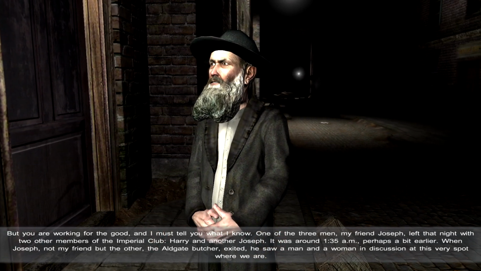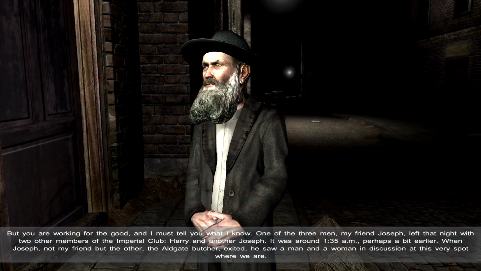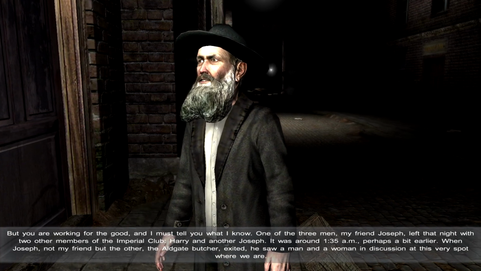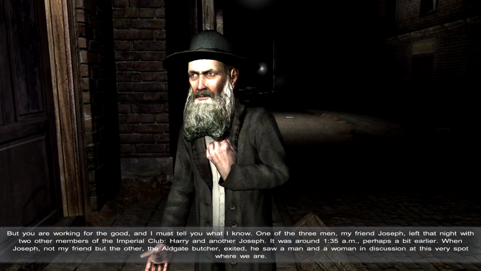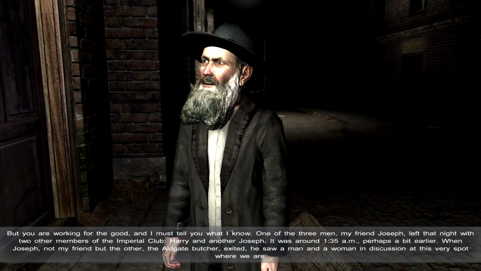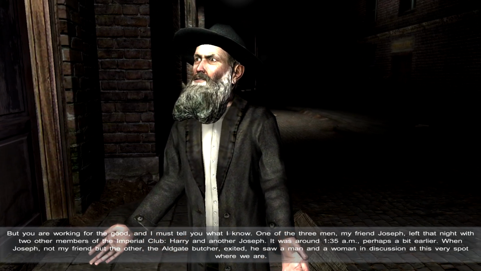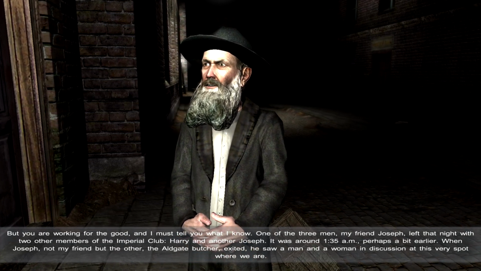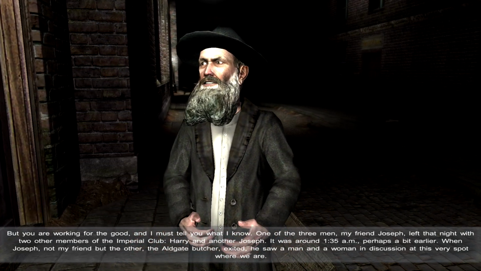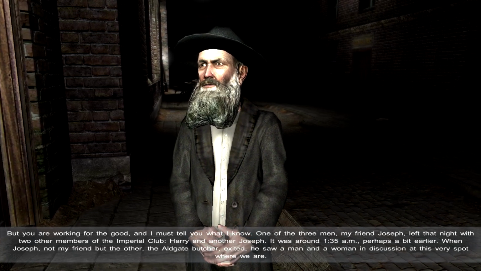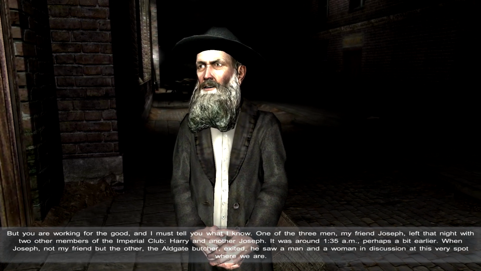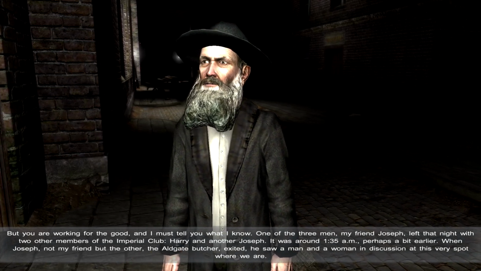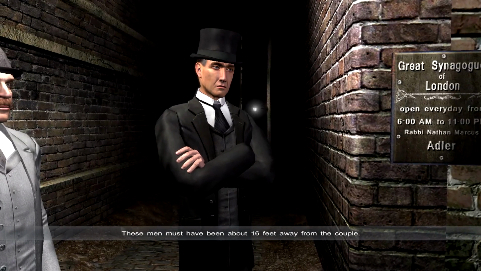One of the 3 men, my friend Joseph, left that night with 2 other members of the Imperial Club, Harry and another Joseph. It was around 1:35 a.m., perhaps a bit earlier. When Joseph, not my friend, but the other, the Aldgate butcher, exited, he saw a man and a woman in discussion at this very spot where we are. These men must have been about 16 feet away from the couple.